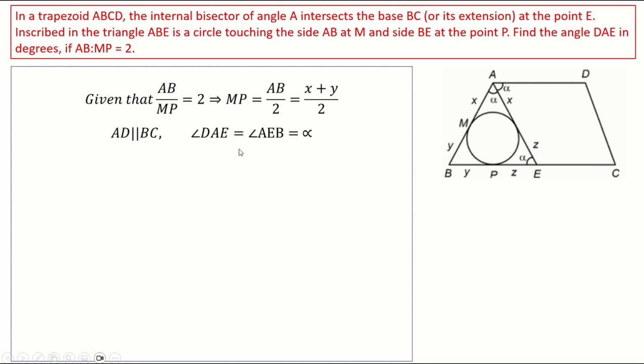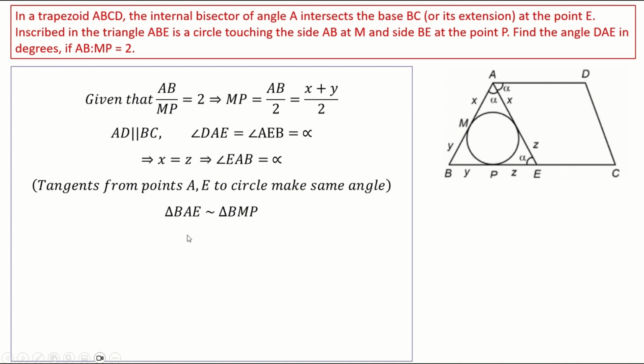Now AD is parallel to BC, and AE is the transversal. So DAE, that is alpha, equal to AEB. This is also alpha. Then X equal to Z. Why X equal to Z? Because this is also alpha. From E there are two tangents drawn, and from A two tangents drawn to the same circle, and the angle made at A and E is alpha and alpha. So obviously X and Z will be the same size.